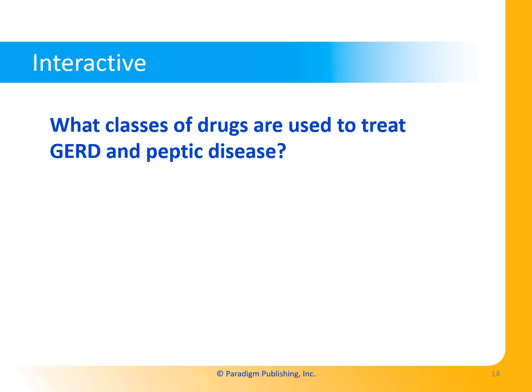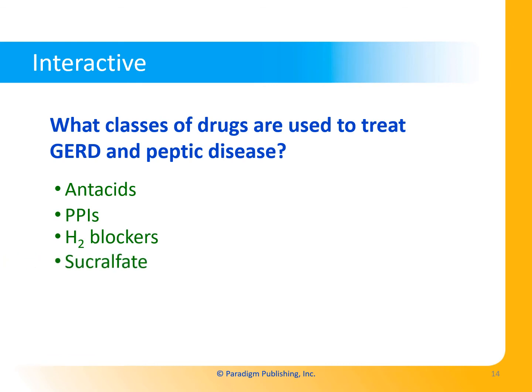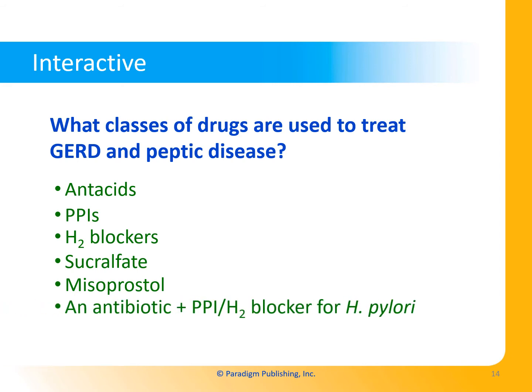So what classes of drugs are used to treat GERD and peptic disease? Just a little recap. There's antacids, PPIs, H2 blockers, and Sucralfate. And then there on the bottom are the other two.